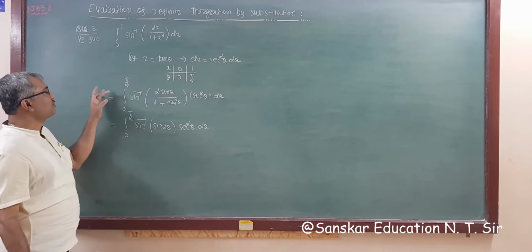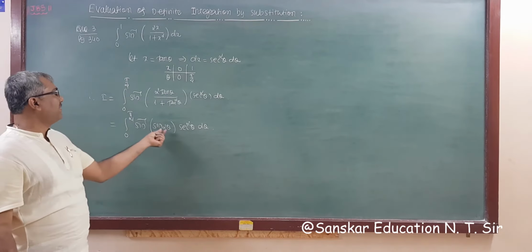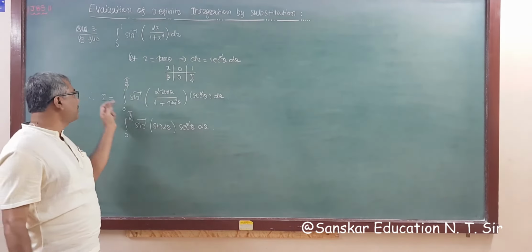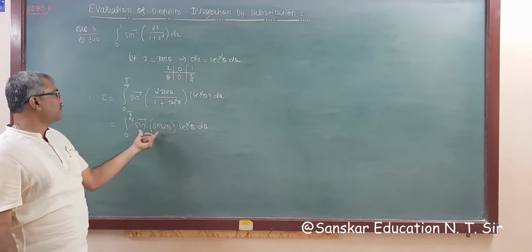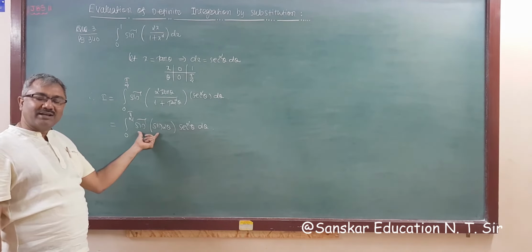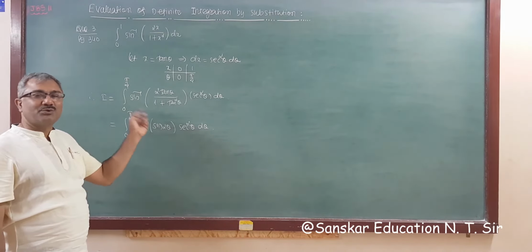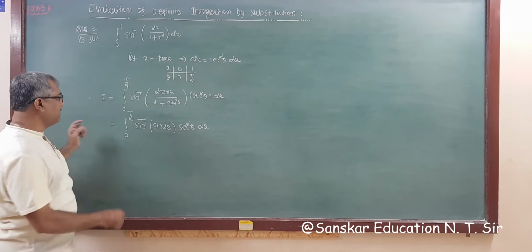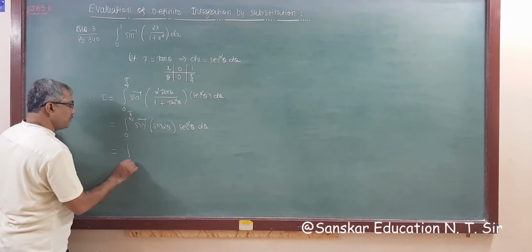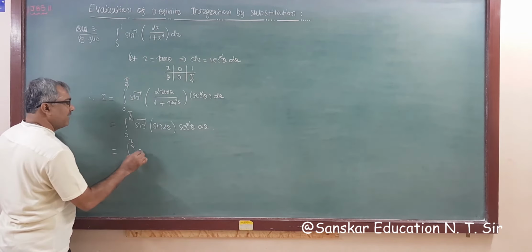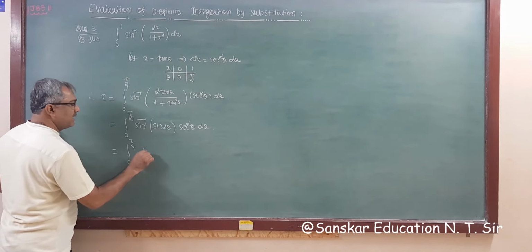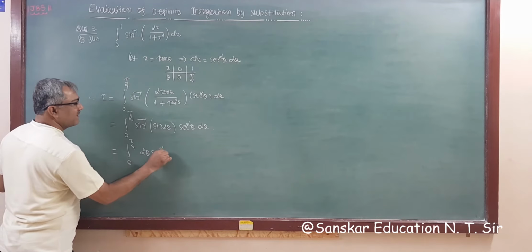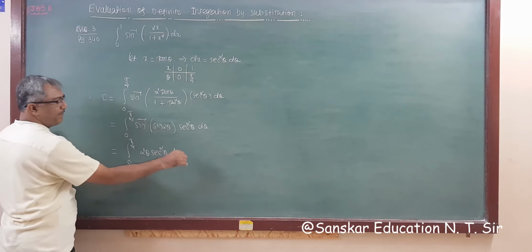Now theta belongs to 0 to pi by 4, and if you multiply by 2, then pi by 4 into 2 is pi by 2. So this lies in the first quadrant, and in the first quadrant sin inverse sin 2 theta is 2 theta, so no need to check anything else. You have to write directly here, right? So from 0 to pi by 4, what we get? 2 theta into sec square theta d theta.